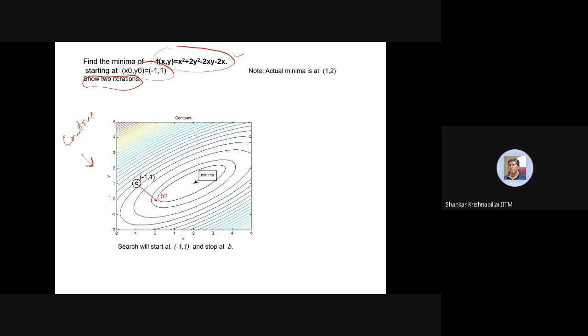So let us look at this picture. You can see the contours here. The starting point is minus 1, 1. What you have to do is draw a tangent here and find this vector here. This is the del f vector, and ultimately it will touch B. So the first step is to find the coordinates of B. And then after that, again you have to do some more searches. So first, how to find the coordinates of B starting from minus 1, 1.